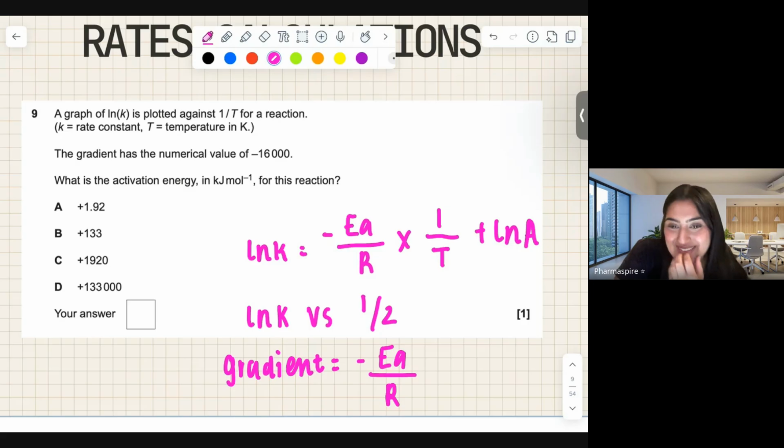Bless you. It's year 13 content. I would have labeled it AS. So yeah, that's what your gradient is.